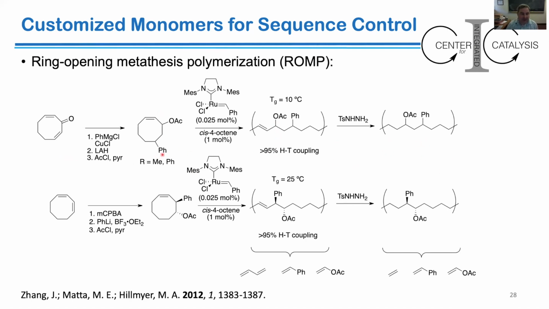A clever design of your monomer and also understanding of the polymerization process can then lead to these sequence-defined polymers. And as you can see, these have very different glass transition temperatures, which is either from the regioisomeric differences or the stereochemical differences between these two polymers.